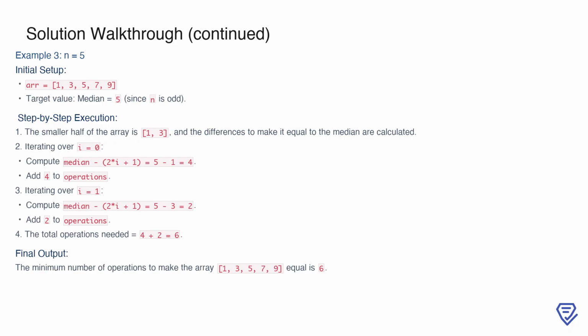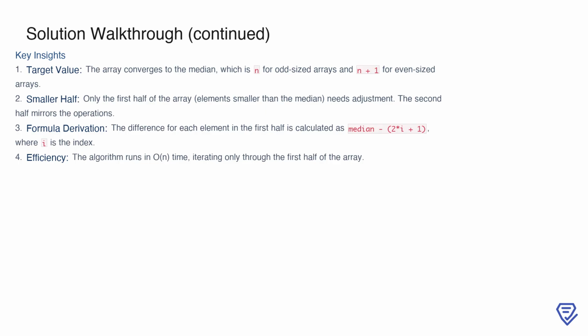equals 6. To summarize the key insights from this problem, the array always converges to its median value when equalized. For odd-sized arrays, the median is the middle element, while for even-sized arrays, it is a virtual median calculated as n plus 1. Importantly, we only need to consider the first half of the array, as the second half mirrors the operations applied to the smaller half. The difference for each element in the smaller half is calculated using the formula median minus (2 * i plus 1), where i represents the index. This approach ensures efficiency, as the algorithm requires only a single pass through the first half of the array, achieving a time complexity of O(n).